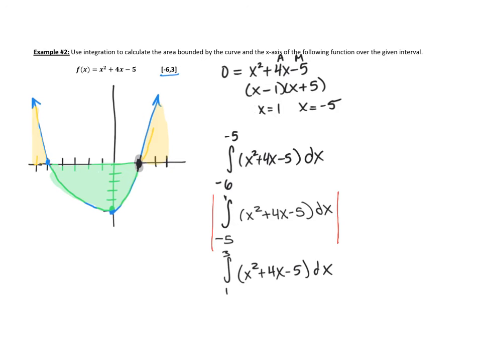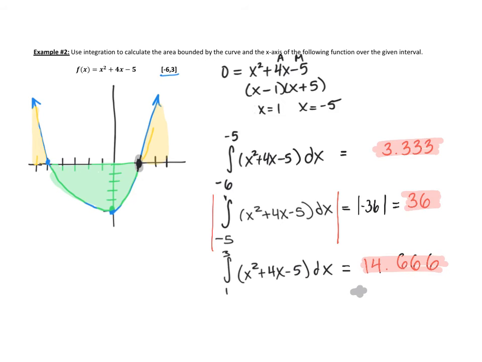All right, so these are the numbers that I got. For the first one, I got 3.3 repeated, so approximately 3.333. The second one, I got -36. So if I take the absolute value of that, I get 36. And the last one, I got 14.666, 6 repeated. So we're adding this 14.6 with this 36 and this 3.3 repeated. And when you add them up, you get 53.9 repeated, so I'm just going to round that and say approximately 54.